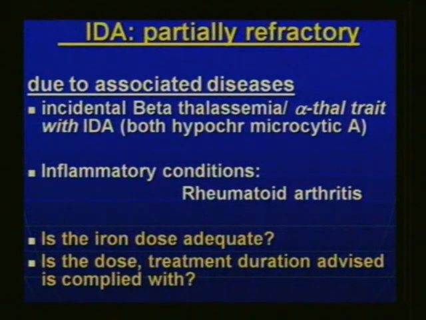Commonly, in common practice, like iron deficiency anemia, it may be partially refractory. For example, if a beta thalassemia trait or alpha thalassemia trait is associated with iron deficiency anemia, however much iron you give, the hemoglobin will not come back to normal, because they are associated with a beta or alpha thalassemia trait. So this can be considered a partially refractory hypochromic anemia. Similarly, iron deficiency associated with an inflammatory condition like rheumatoid arthritis, again the same thing will happen. It will be partially refractory to treatment.